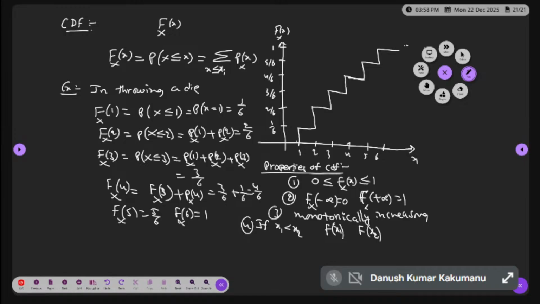2 is less than 3, correct? What is the CDF of 2? 2 by 6. CDF of 3? Then what is the symbol? Less than or greater than? Less than. Understood?